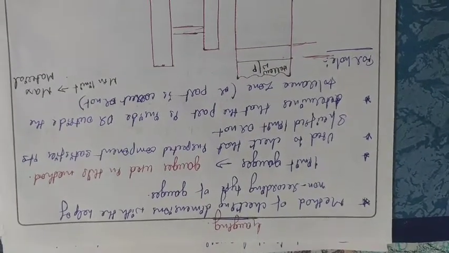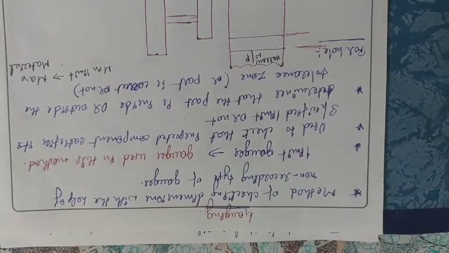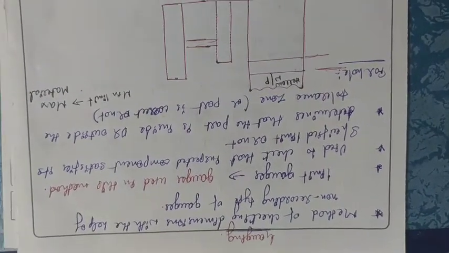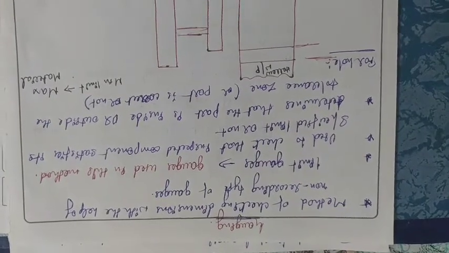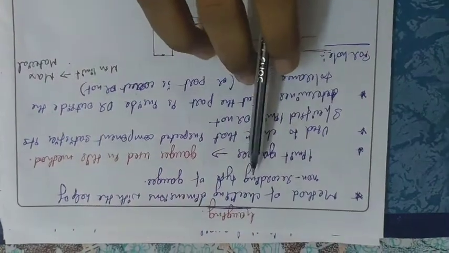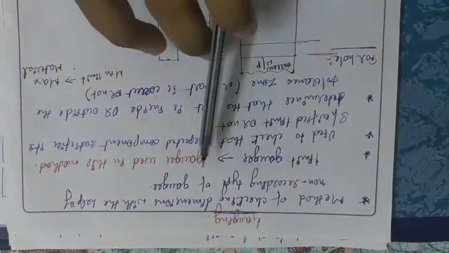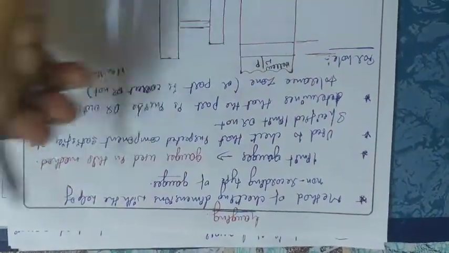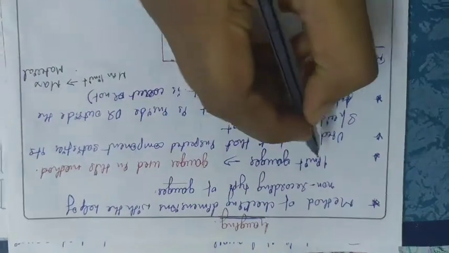Non-recording means, if the dimension should be recorded, then we call it an instrument. So gauging is the opposite of that, an instrument. With respect to recording type, it's an instrument. A non-recording type we can call gauges.